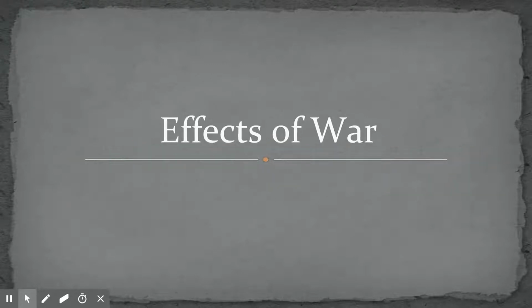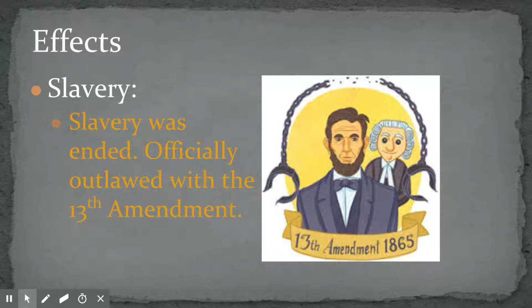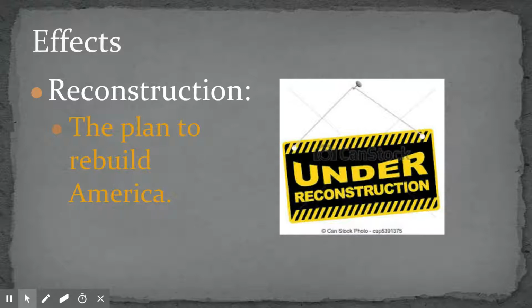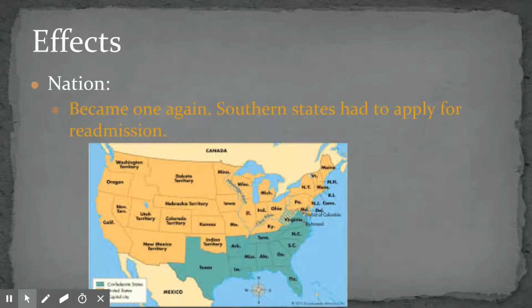So the effects of war, this is your SLAVERY notes. The first one is slavery. Slavery was ended. This was officially outlawed with the 13th Amendment. Industrialism is your I. We'll see new technologies begin to develop due to the demand for Reconstruction. Reconstruction was the plan to rebuild America. This will be the theme of your next unit that we'll look at in January. Nation. The United States will become one again.